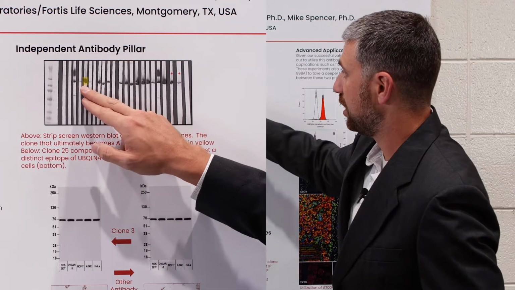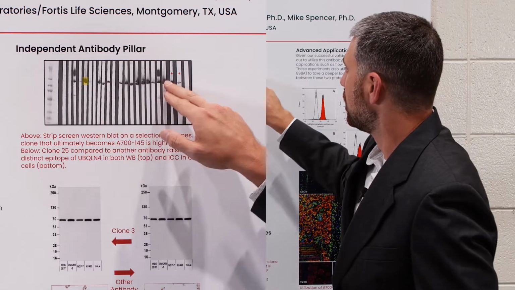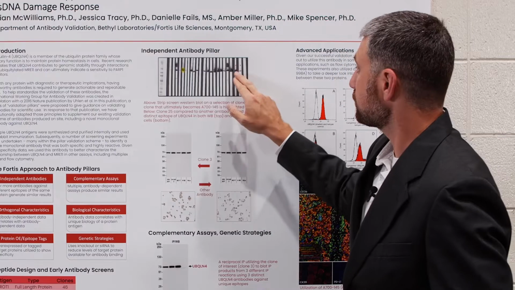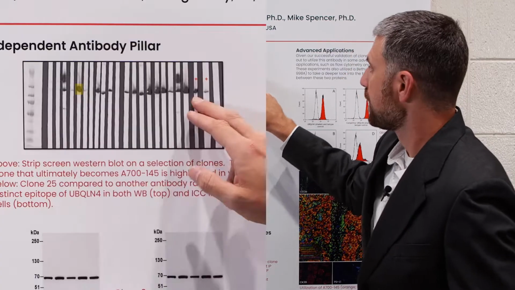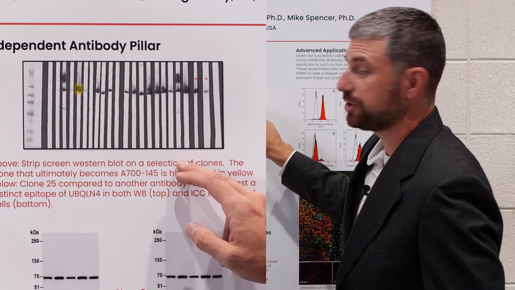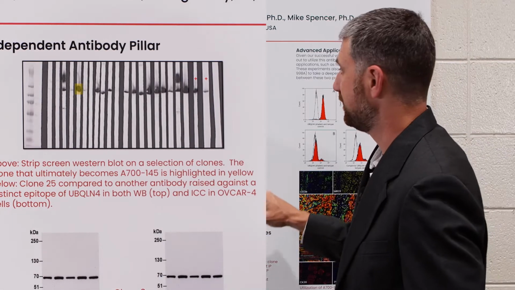And again, I've got our ultimate clone here highlighted. You can see a very strong, thick band, comparable or thicker than even the bands that we are showing here as positive controls. Now, once we got through this step of our screen, we're down to about 8 to 10 clones, down from roughly 70.